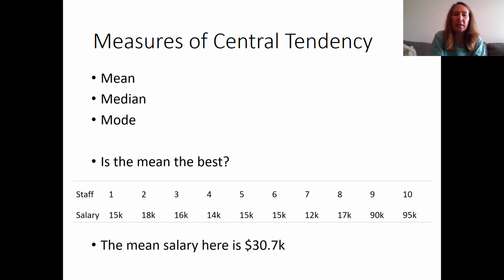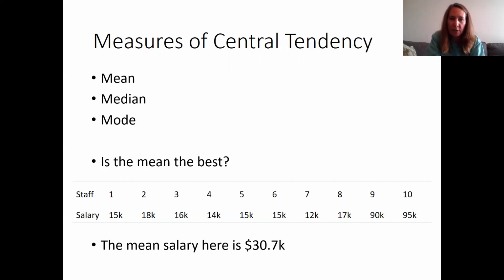So here in this data set, we see that we have 10 employees of this hypothetical company, and you can see the salary of what people make, 15, 18, 16. And then you see these two here on the far right, where you have someone that is making 90,000 and someone making 95,000. We're going to assume that those are like the CEOs of the company, right? And so they are making a lot of money.